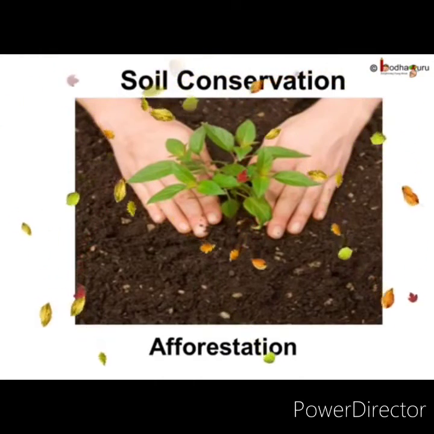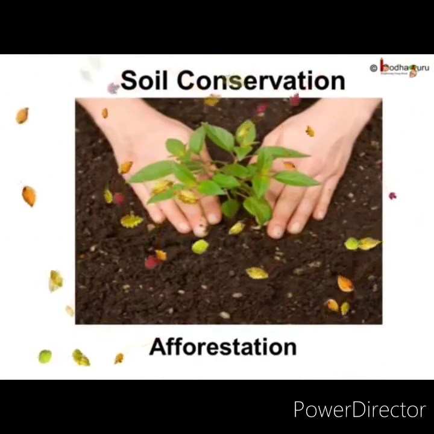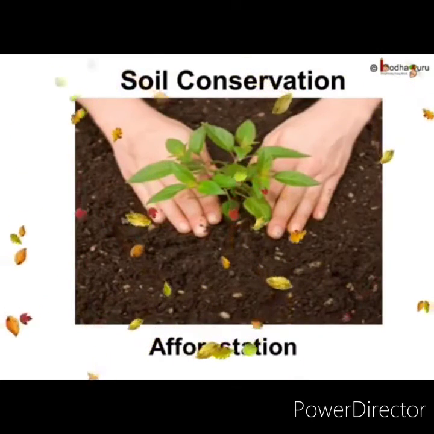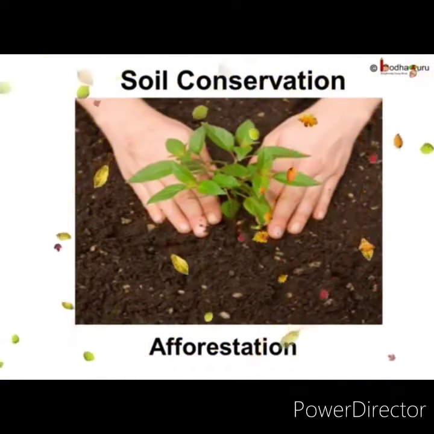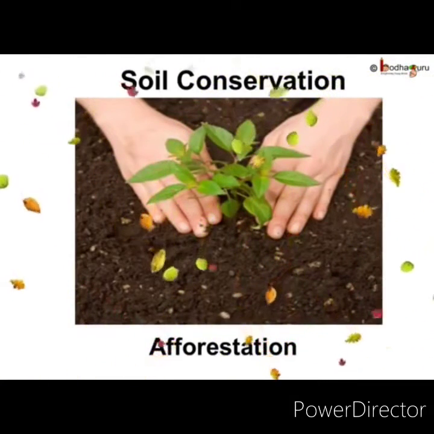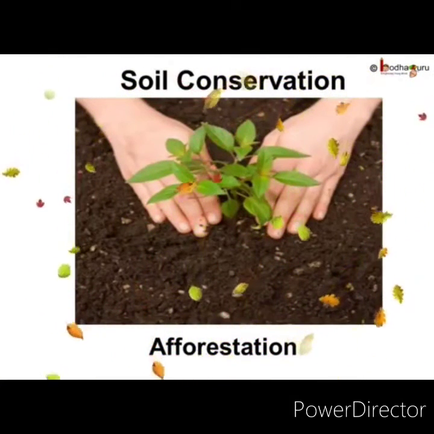When the soil is protected from erosion, it is called soil conservation. Soil can be conserved by planting trees. Planting new trees to cover a large area is called afforestation.